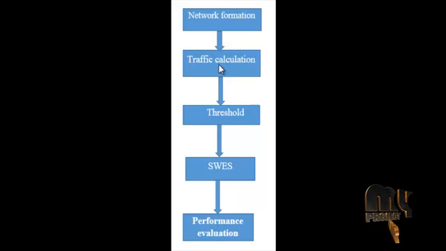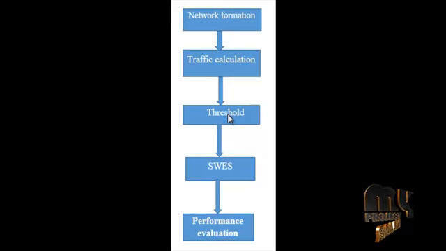The next block is traffic calculation. The traffic value is calculated using the number of users and the signal strength information. Traffic is directly proportional to the energy consumption. Traffic load of location x at time t, y of x comma t, equals lambda of x comma t divided by mu of x comma t, where lambda is the traffic arrival rate of location x at time t, and 1 by mu of x comma t equals the average file size of location x at time t. Then we go for the threshold block.